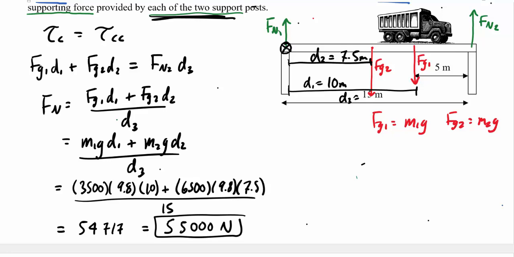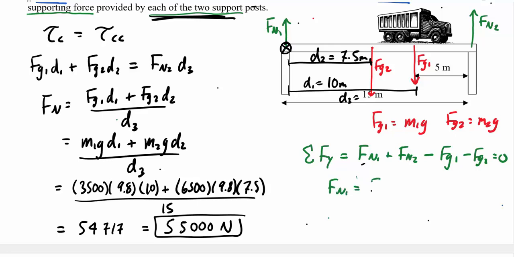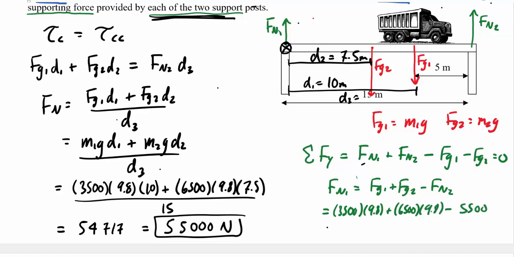Instead, I'm going to take a little shortcut and just say, well, look, at this point, I know my up force here on the right side. I know both of my down forces. So I'm just going to look at my translational equilibrium equation, which is to say, this bridge is not accelerating upwards or downwards, or put another way, the sum of the y forces must also be 0. So the two up forces, FN1 plus FN2, minus the two weights, FG1 and FG2, has to sum up to 0. And so FN1 is really just FG1 plus FG2 minus FN2. So this is 3,500 times 9.8 plus 6,500 times 9.8 minus 55,000. And this works out to be approximately 43,000 newtons.